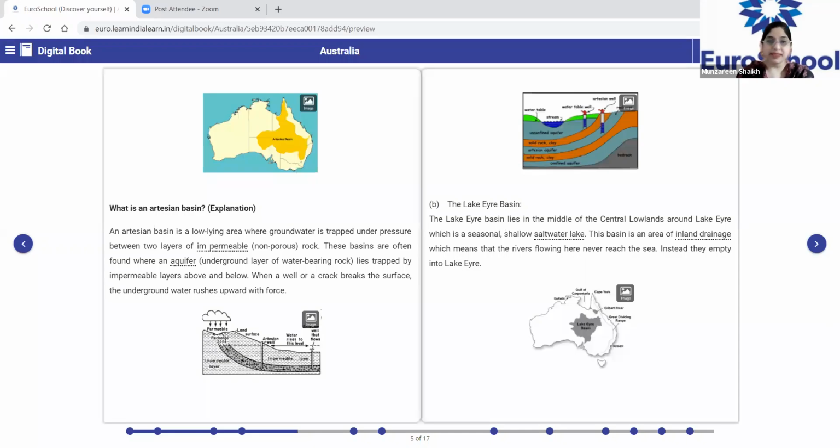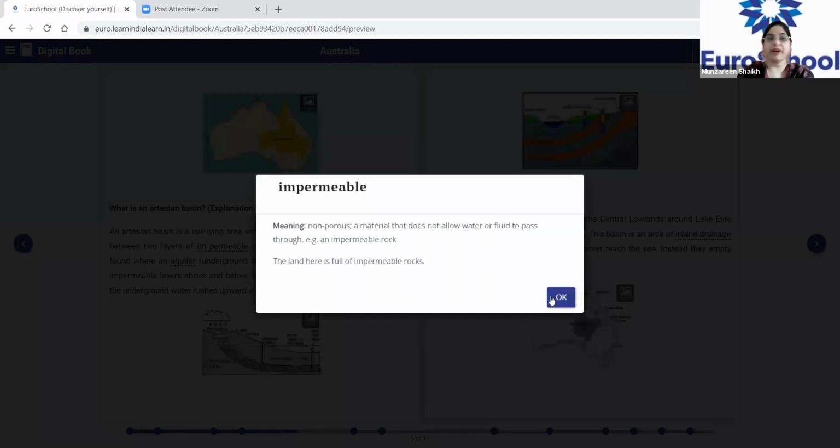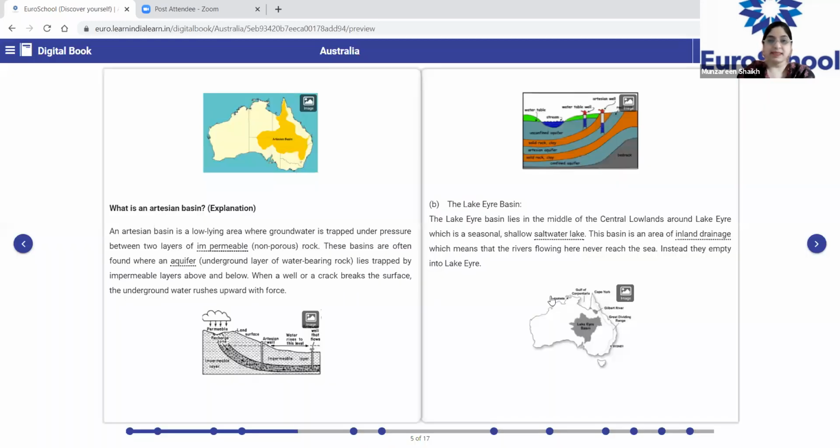Yes, next. An artesian basin is a low-lying area where groundwater is trapped under pressure between two layers of impermeable, that is non-porous, rocks. Now, these basins are often found where an aquifer, that is an underground layer of water-bearing rock, lies trapped.